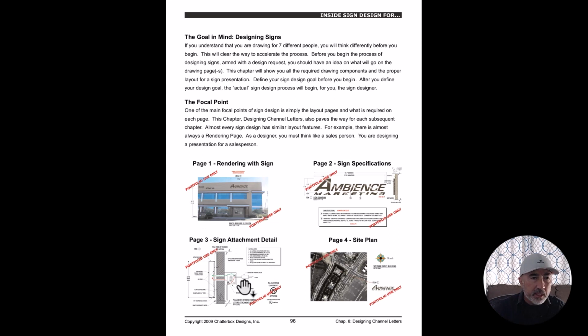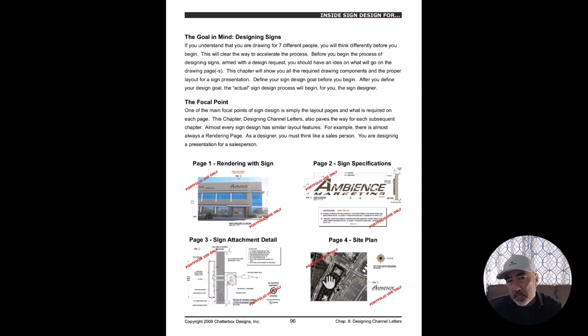This is the sign attachment detail, which we're going to talk about in my other book that I'm going to make a video for, because that was so hard for me to learn that I wrote an entire book on it. Just this one page. Again, this is a 4-page paradigm that I found to be the way to make sign permit drawings. So this 4-page paradigm is based on sign permit drawings.